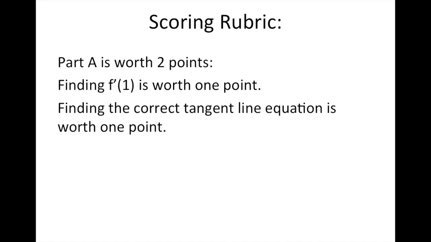Part A is worth 2 points, and the scoring rubric is quite simple. So if you find f'(1) correctly, which is the slope of the tangent line at x = 1, then you get 1 point. And for finding the correct tangent line equation, you get the second point. So as long as you do both those correctly, you get full points on Part A.